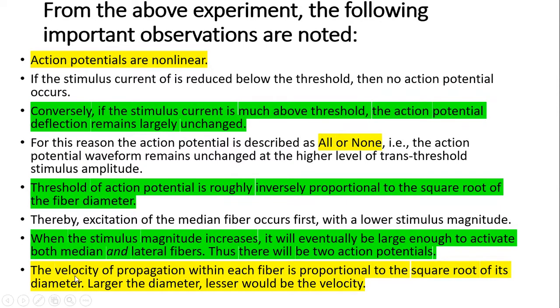Then one more important thing is that the velocity of propagation within each fiber is proportional to the square of its diameter. So there are two relations here. One is the threshold, which is inversely proportional to the square root of the fiber diameter, whereas the velocity of signal propagation is proportional to the square root of its diameter. So these are the two important relations with respect to the diameter. So larger the diameter, lesser would be the velocity, and vice versa.